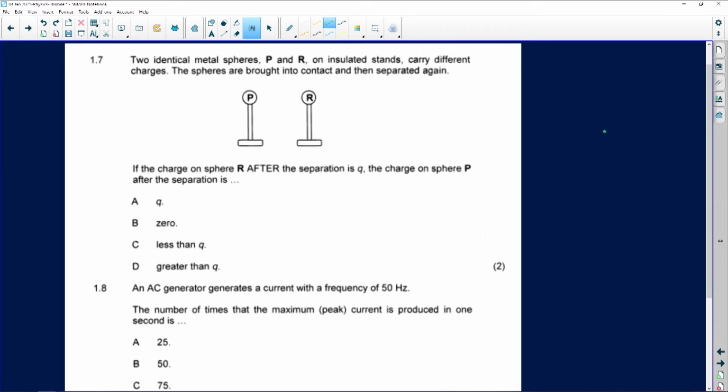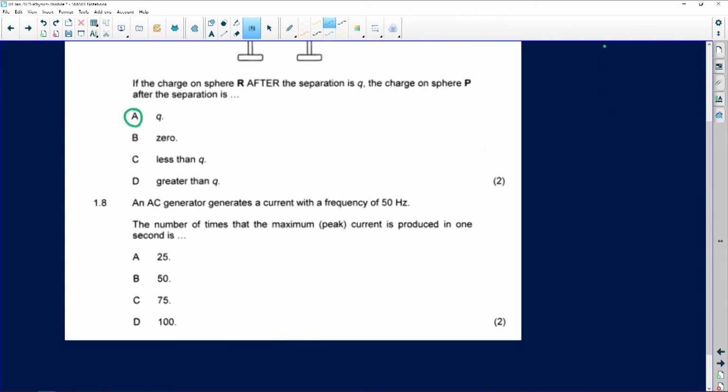Number 1.7, two identical metal spheres, which are named P and R, are illustrated on stands carrying different charges. The spheres are brought in contact with each other and then separated again. The question further says, if the charge on sphere R after the separation is Q, the charge on sphere P after the separation is it small q, 0, less than Q, or greater than Q? 1.7 will be A.